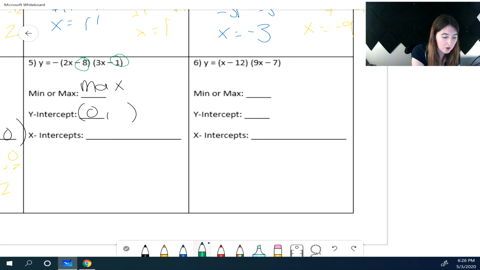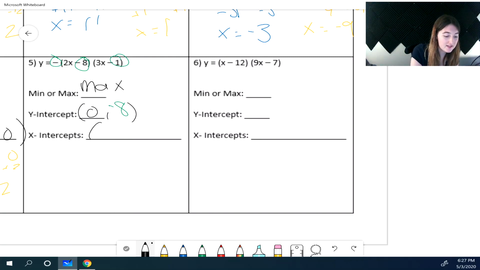Negative 8 times negative 1 times, there's a negative in front. Negative 8 times negative 1 is positive 8 times negative 8. So we have negative times a negative times a negative. Three negatives means negative. Negative times a negative becomes positive, and then we have one more negative. Hopefully that makes sense. Negative 8 times negative 1 becomes positive 8 times one more negative.